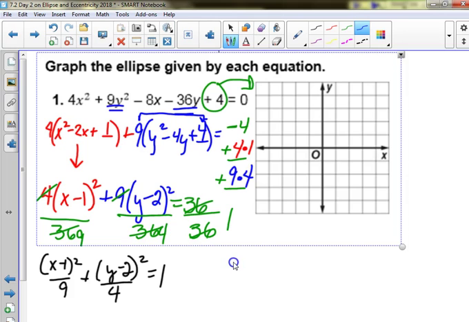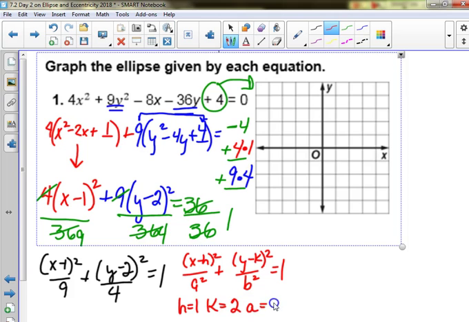What can you tell me about this? Some of you need to practice writing the equation next to it, right? This is going to have the a squared under here. So H is what? 1, K is 2, A is 3, B is 2, C is the square root of what? C squared, it says on your sheet, is a squared minus b squared, yes? So 9 minus 4, or 5, would be the c all by itself.